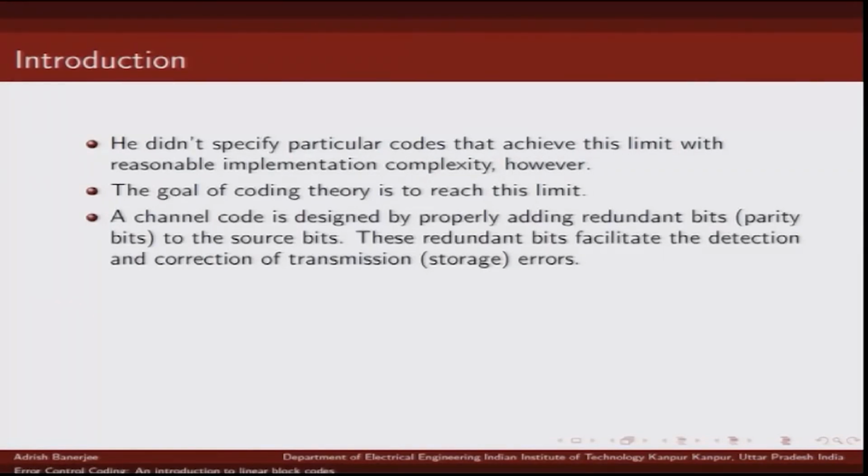So, how do we design an error correcting code? An error correcting code is designed by adding some redundant bits to your message bits. The message bits we call information bits, and those additional redundant bits that we add are known as parity bits. So, an error correcting code is designed by properly adding some redundant bits to your message bits and then sending this coded message over a communication link. Now, we use these additional redundant bits to detect errors and to correct errors.